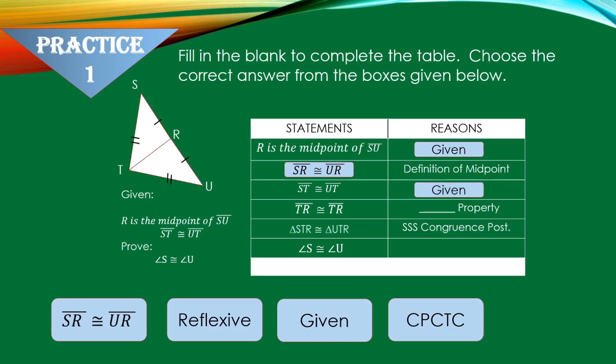Now let us have side TR congruent to side TR. What do you think would be the appropriate property for this? The answer is reflexive property. Triangle STR is congruent to triangle UTR by SSS congruence postulate.